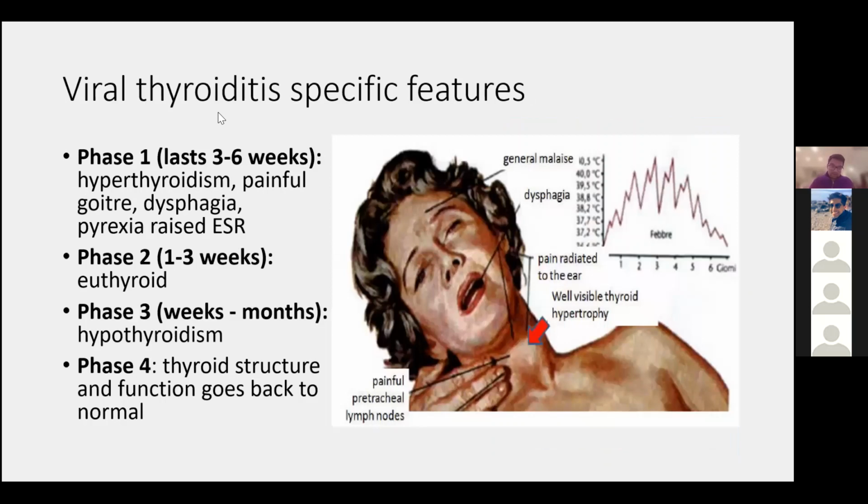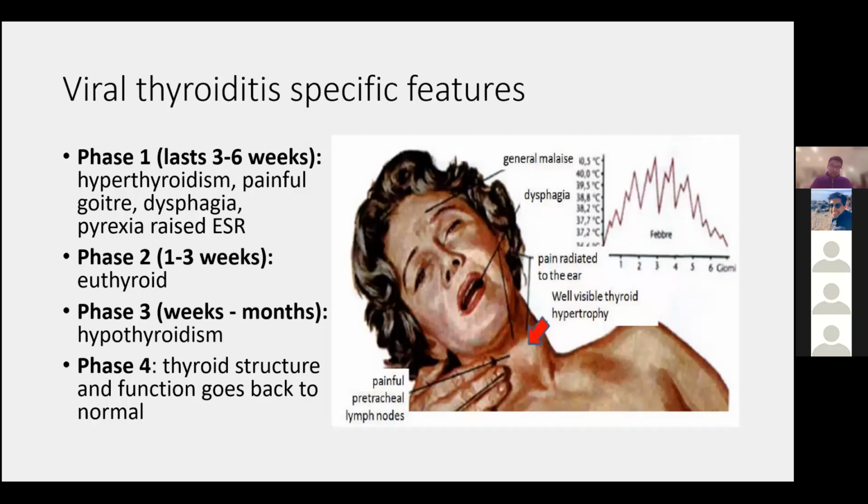Viral thyroiditis is something that I've talked about before. And as I said, there are different phases of the disease. You have the acute phase where the patient is hyperthyroid because the virus has inflamed the gland and caused stored thyroid hormone to be released. So they'll often have a painful goiter because of the inflammation. They may have a degree of dysphagia because of the pain, and they'll often be pyrexial with a raised ESR.